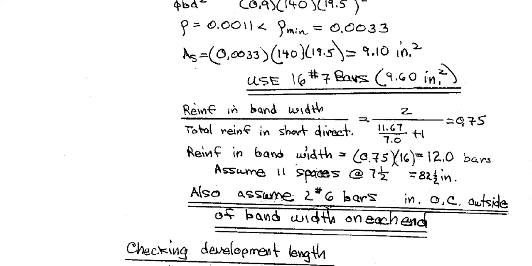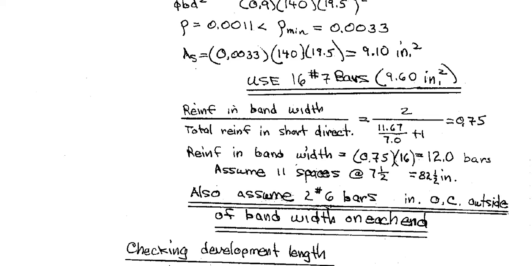So this is beta. After calculating, they found 0.75. So if they move this portion that way, the reinforcement in the bandwidth will be 0.75 times the total reinforcement. Total is how? 16 bar. So roughly they are getting 12 bar. So they will place 12 bar in the bandwidth and the other 4 bar in the outer side.